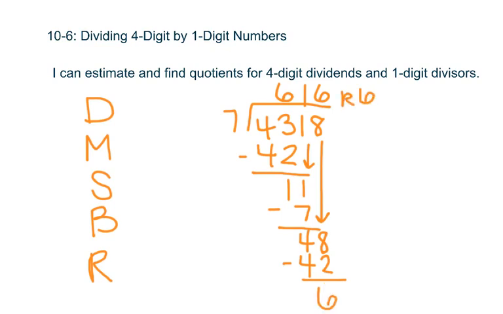So for number 1, my answer is 616, remainder 6. And it wants to know, is my answer reasonable? Yes. 616 is very close to my estimate of 600. Okay, that's number 1. Let's try the next problem.